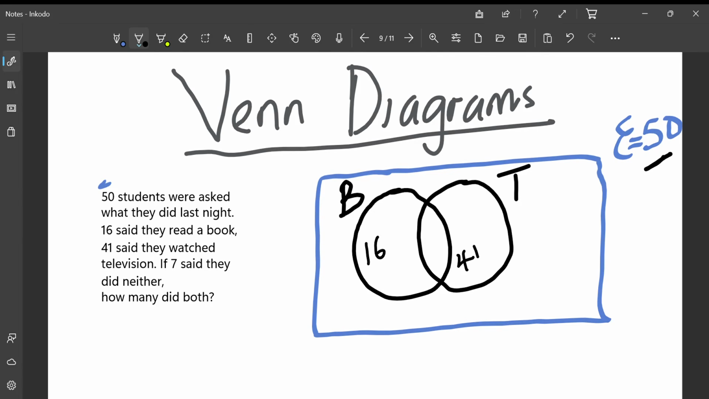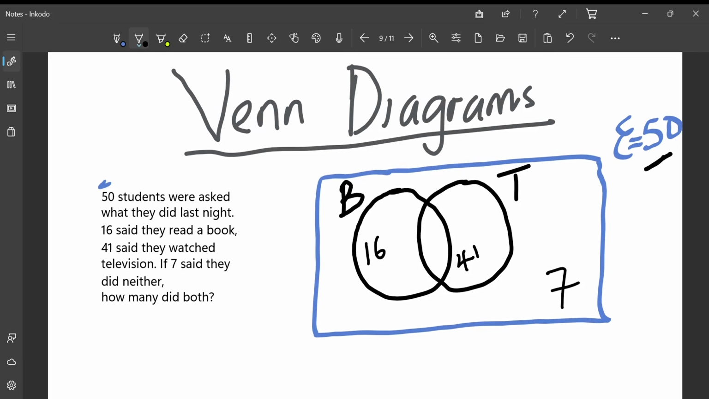All right. And then 7 said they did neither. So where am I going to put those 7 people? They are not going to be in any of these circles because they didn't read the book, they didn't watch television. So since they are still part of the students, they are still inside this universal set. I'll find somewhere outside the circles to put them. 7. So they will just be there. They are part of the universal set, but they are not among these two circles because they didn't do any of the activities that will make me put them in these two circles.